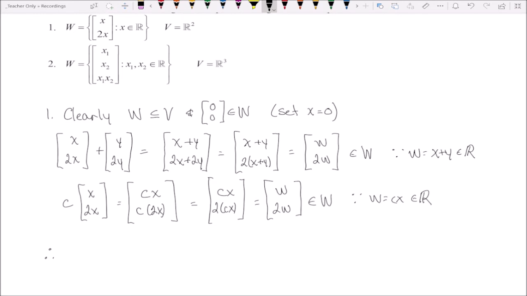Therefore, let's call this W sub 1. This is a subspace of R2.